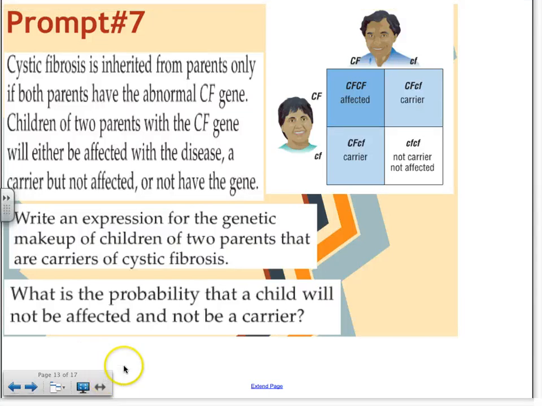Okay, here we go. So for Prop 7 here, we'll talk about a disease, cystic fibrosis. It is inherited from parents only if both parents have the abnormal big CF gene. Notice that the small CF and big CF are different. If you got the big CF gene, you definitely have that cystic fibrosis gene.